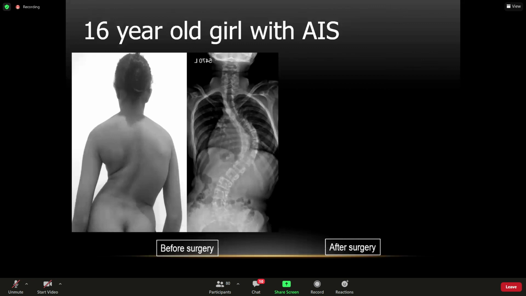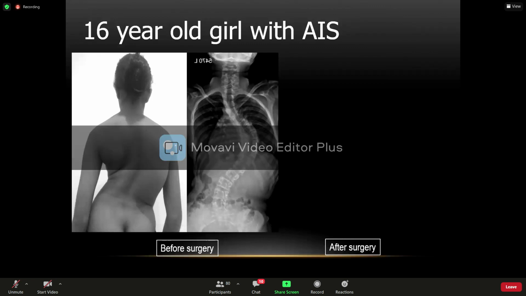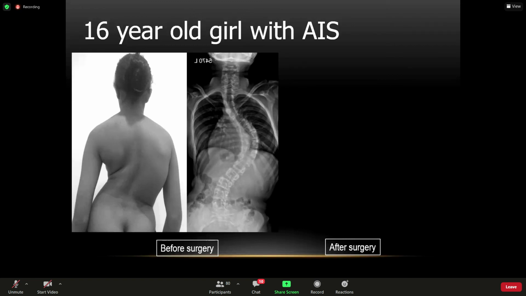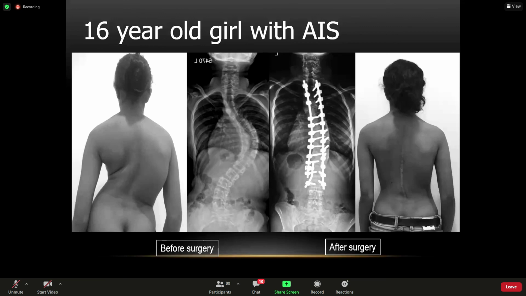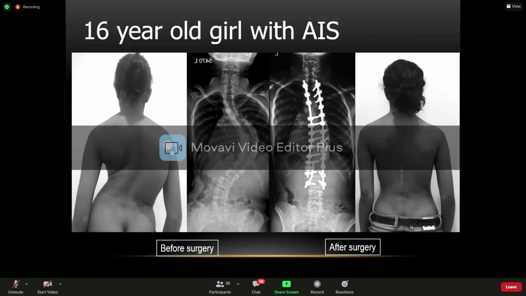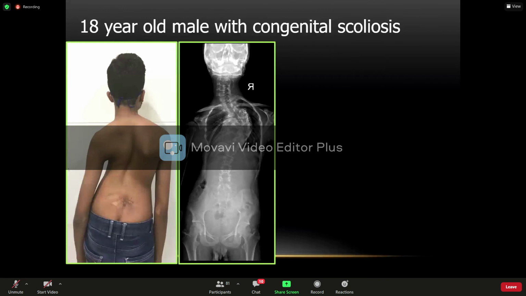Another 16-year-old girl with a 70 to 80-degree curve, a very stiff one. And you can see that she's off. Her head is not completely on top of her pelvis. She's shifted to one side. It's called a coronal imbalance. She underwent surgery with us, and she's looking straight. She's around 3 or 4 years post-surgery now and going to college, doing very well. She's back to all her normal activities.